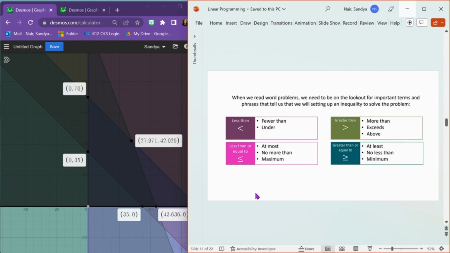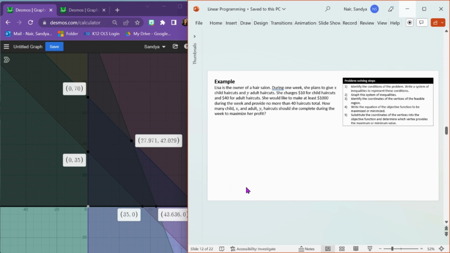So remember, when we're going to work on writing those inequalities that represent those conditions, we may need this chart of how to translate words into inequality signs. So make sure you have this available to you as we work through these problems. So let's try a new example.